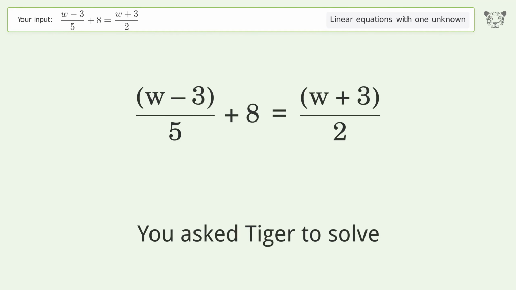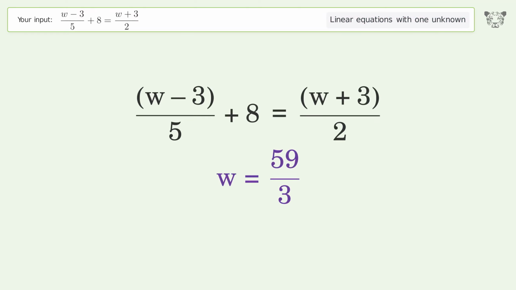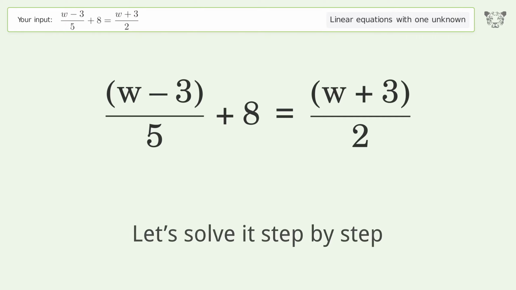You ask Tiger to solve. This deals with linear equations with one unknown. The final result is w equals 59/3. Let's solve it step by step.